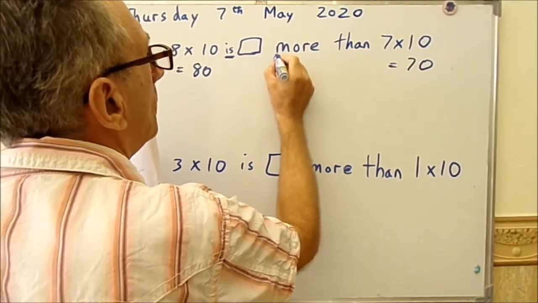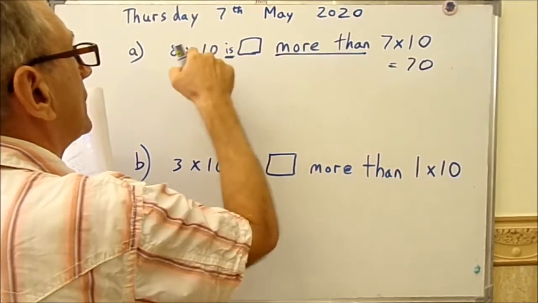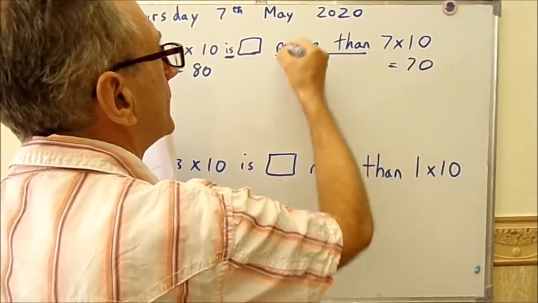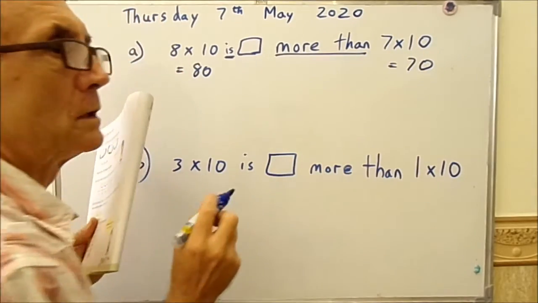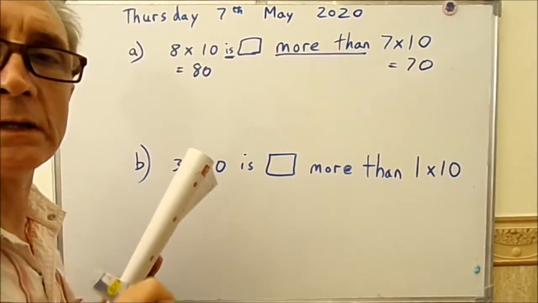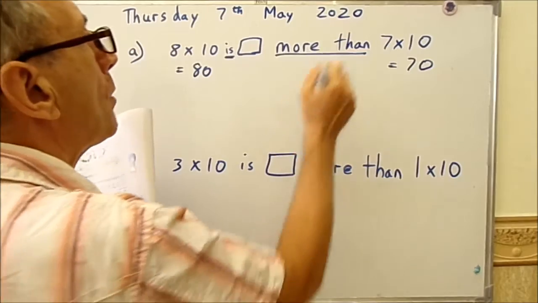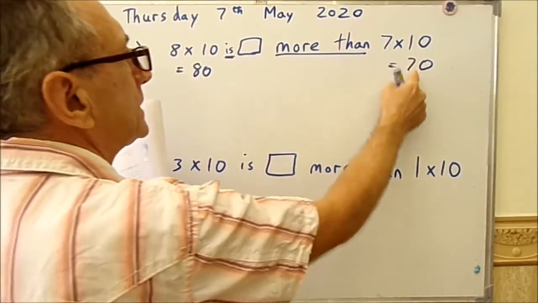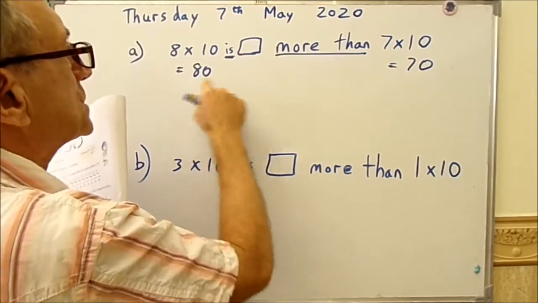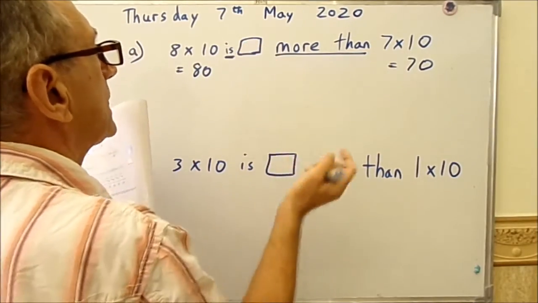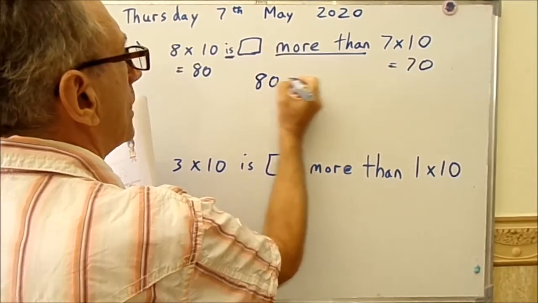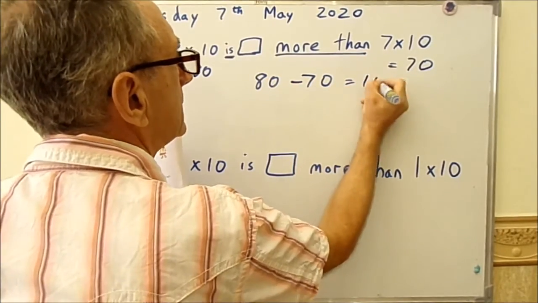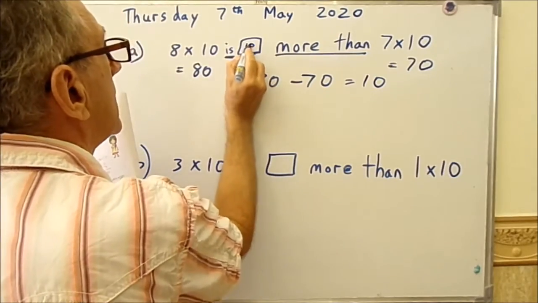Then we have more than. So this is more than this. This is what we're doing in this question. We're looking for more than. How much more is this than this? So the difference between these two is the answer for here. So it's 80 minus 70 equals 10. So the answer is 10.